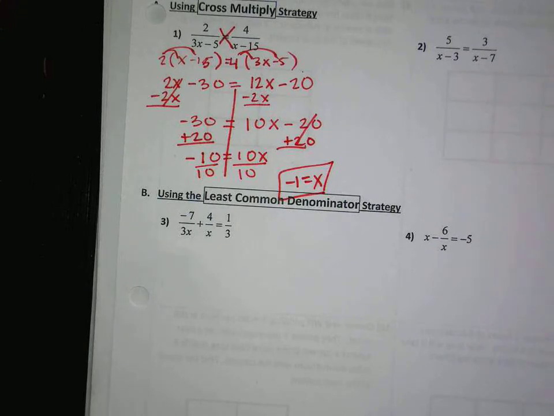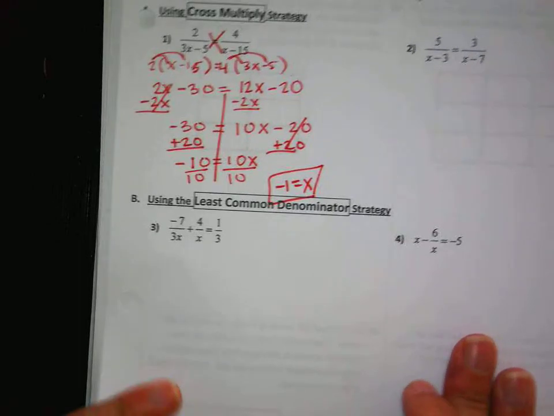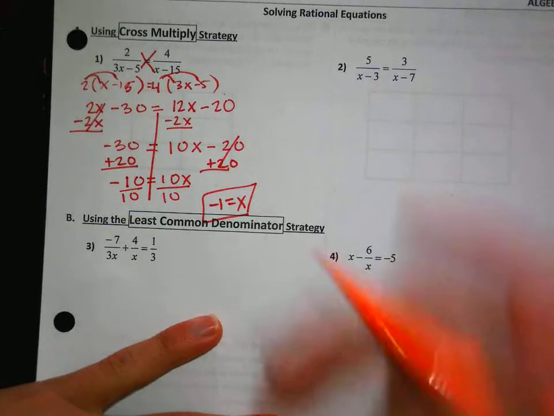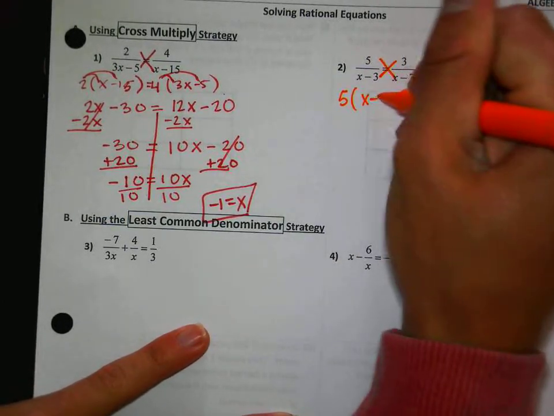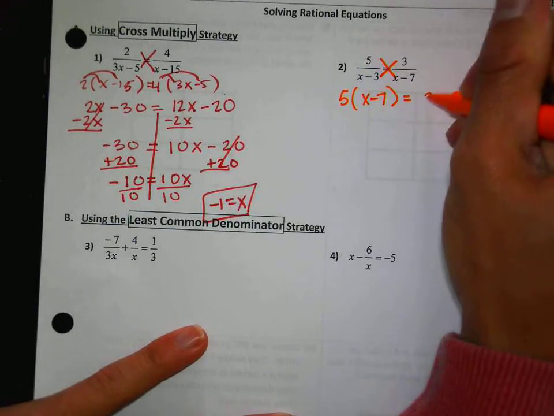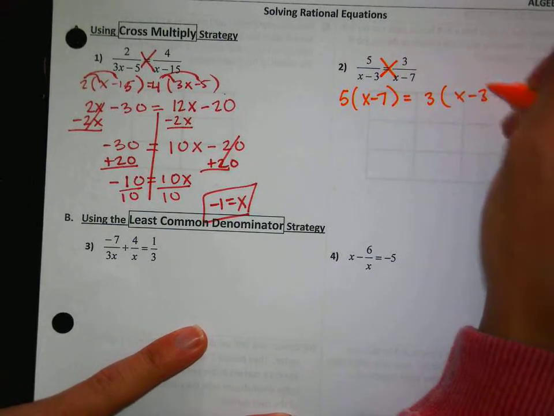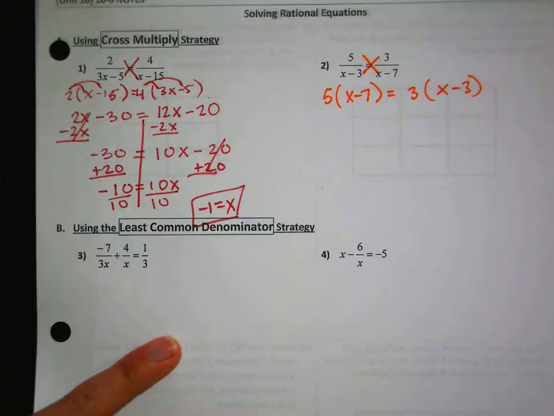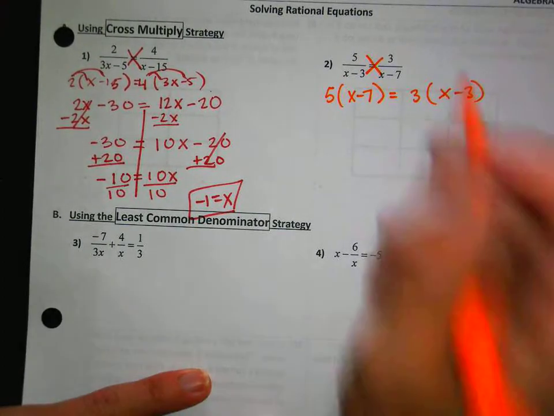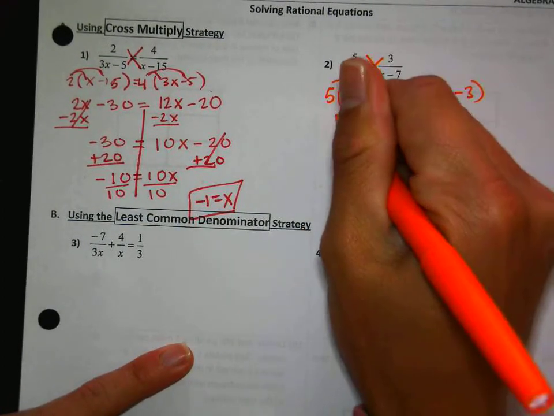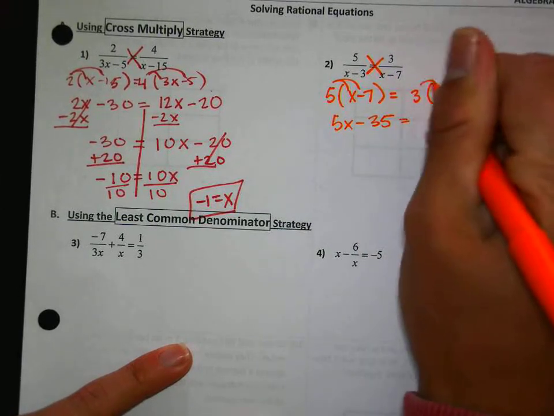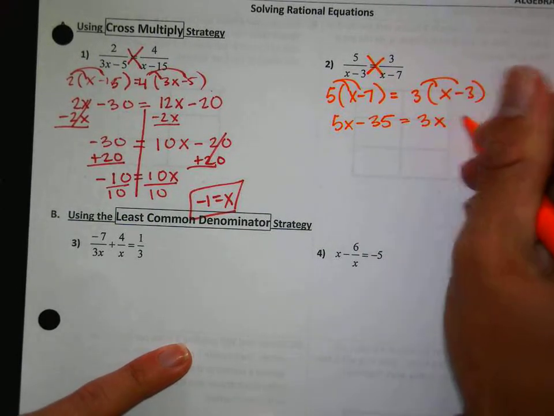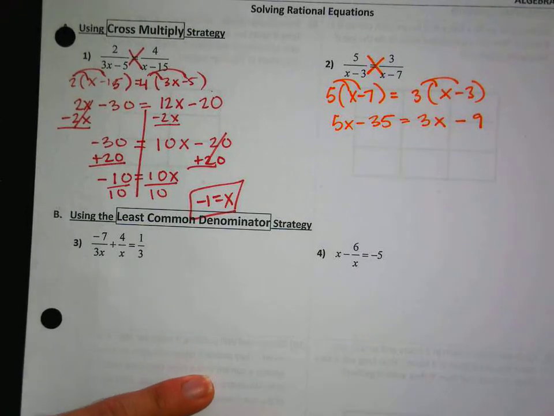All right. Let's do number 2. So we're going to cross multiply. We're going to do 5 times x minus 7 equals 3 times x minus 3. Distribute the 5. 5x minus 35. Distribute the 3. 3x minus 9.